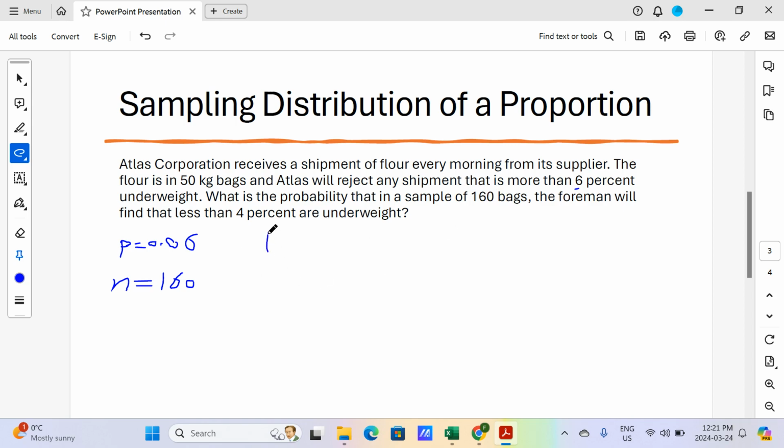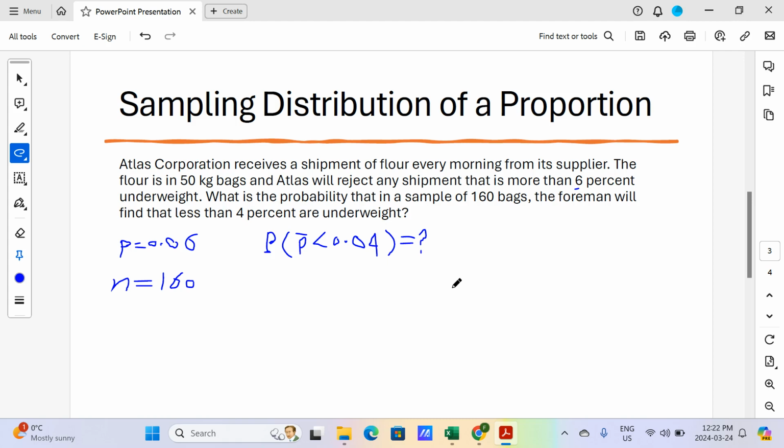So I'm looking for this probability. I'm going to use capital P for probability because population proportion also is P. So probability that the proportion of the underweight bags is less than 4% in this sample. So look at it, I'm working on a sample proportion, the proportion of underweight bags in the sample is less than 0.04. I need to find this probability.